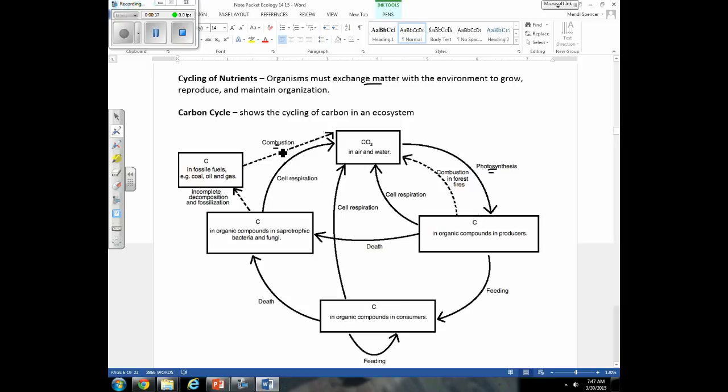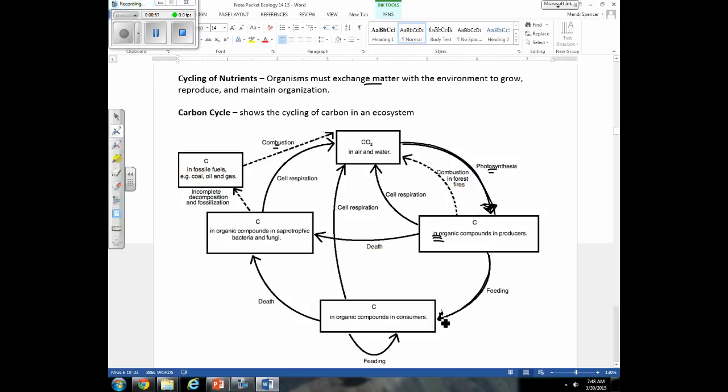We're going to start with CO2 in the air, and we've already talked about how autotrophs are able to fix CO2 into organic compounds, and that's through the process of photosynthesis. Some of these organic compounds are actually going to get stored in the producers, and they're available to the next organism on the food chain.